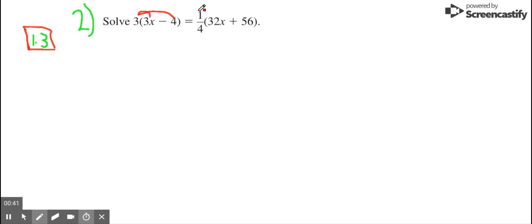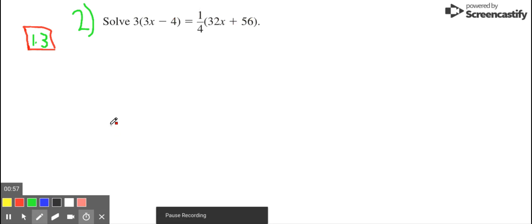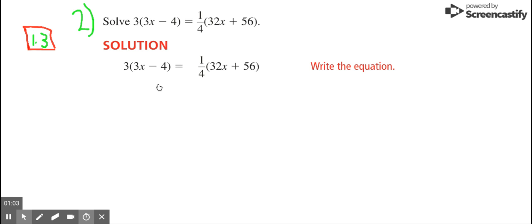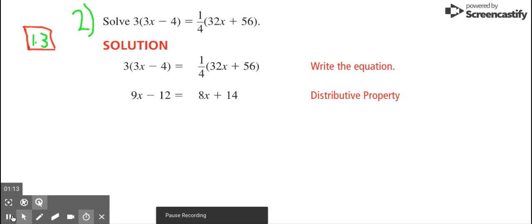Over on the other side, we're going to have to multiply 1/4 times 32x and 1/4 times 56. Keep in mind that multiplying by 1/4 is the same as just taking 1/4 of the number. So all we need to do is divide those by 4. First we rewrite the equation. What that gives us is 9x minus 12 equals 8x plus 14.